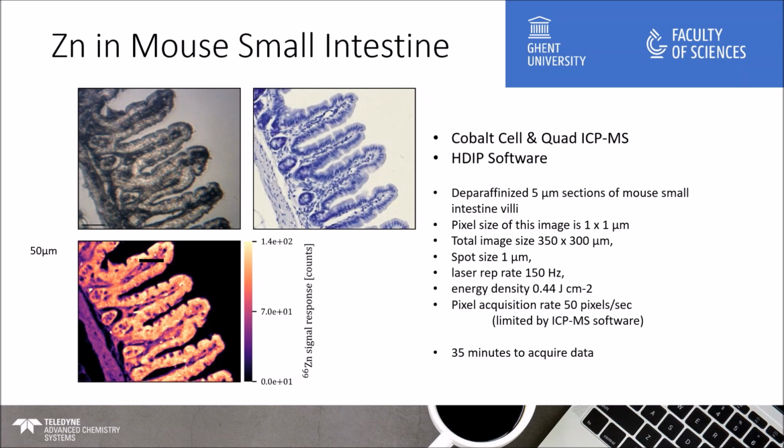What you're looking at here are the different villi in the small intestine of a mouse. You'll see that the imagery is excellent. Down there at the bottom, that is a scale of just the zinc being shown with the full mapping there. In this case, we're using 1 micron spot sizes, so very, very small, excellent resolution, and the total acquisition time in the sample was only 35 minutes.